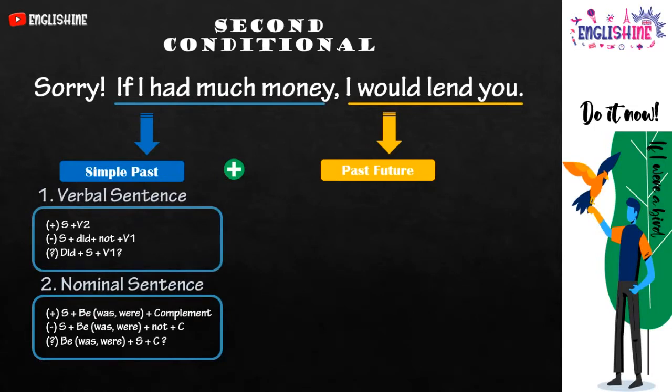Look at the example. If I had much money is a verbal sentence. I is a subject and had is verb 2. The other sentence, I would lend you, is using past future. Past future is using modal past, would.